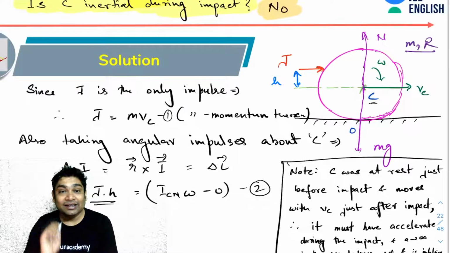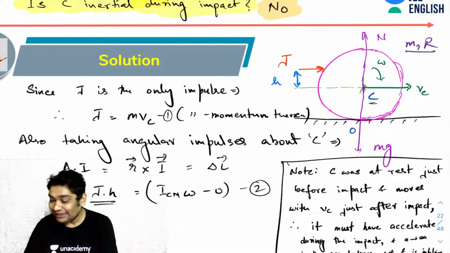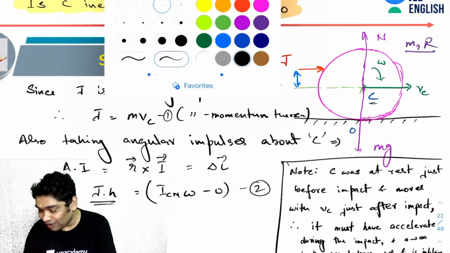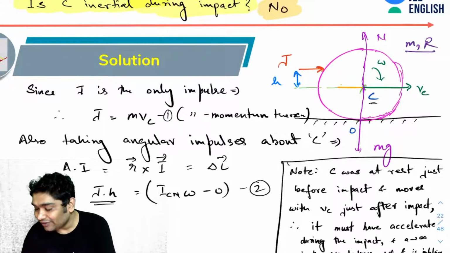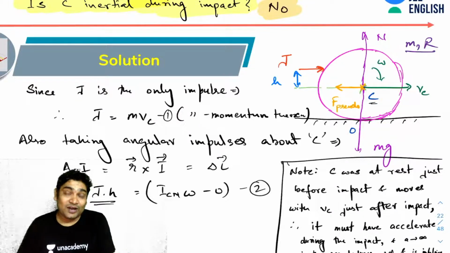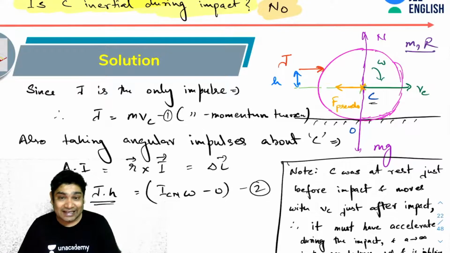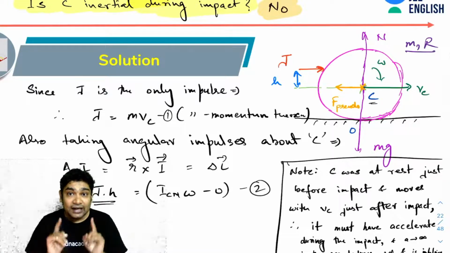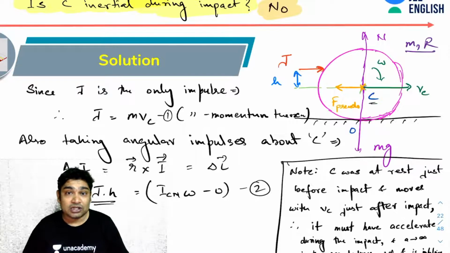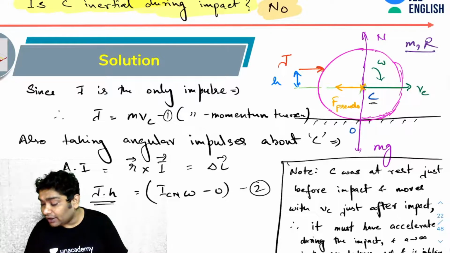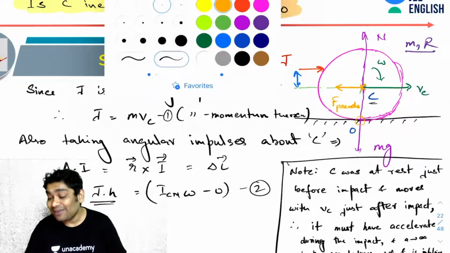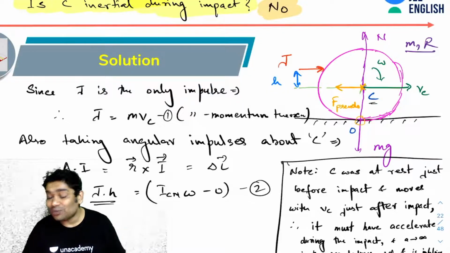However, the good thing is that we are taking torques about C, and all the pseudo force would have passed through C itself. That is the only saving grace here. You have F pseudo during impact acting like this, which will not produce any torque about C, and that is why I did not bother about it. That is why it is very important to take angular impulses only about C. You could have imagined, why am I not taking the angular torques about this point? Maybe that will also work.